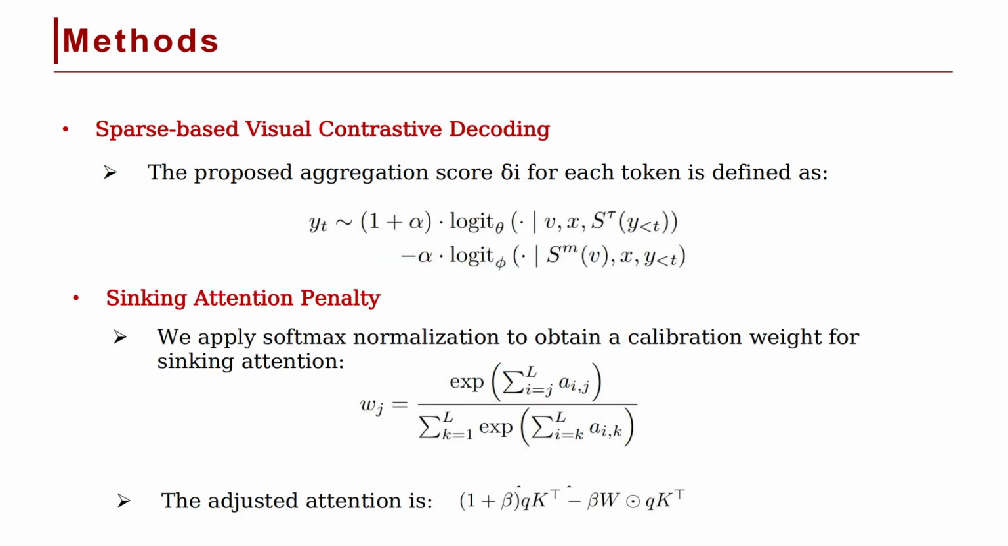Next, contrastive decoding compares logits from visual-aware and masked visual tokens. This sharpens the model's focus on visual cues, without the need for costly secondary decoding. We also penalize syncing attention, where the model overfocuses on low semantic tokens like punctuation. The softmax weights here reduce bias toward these tokens, further curbing hallucinations. This helps the model maintain a balanced attention distribution.